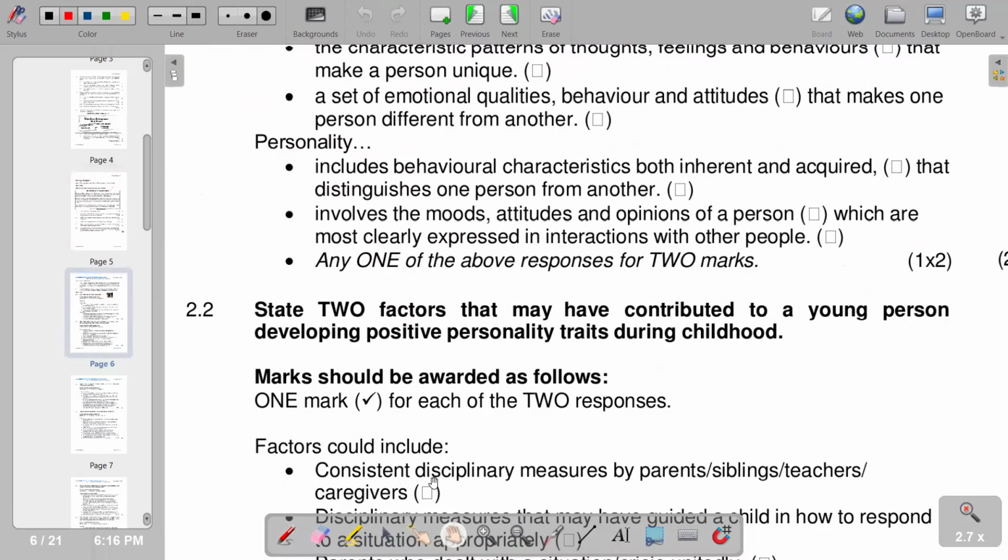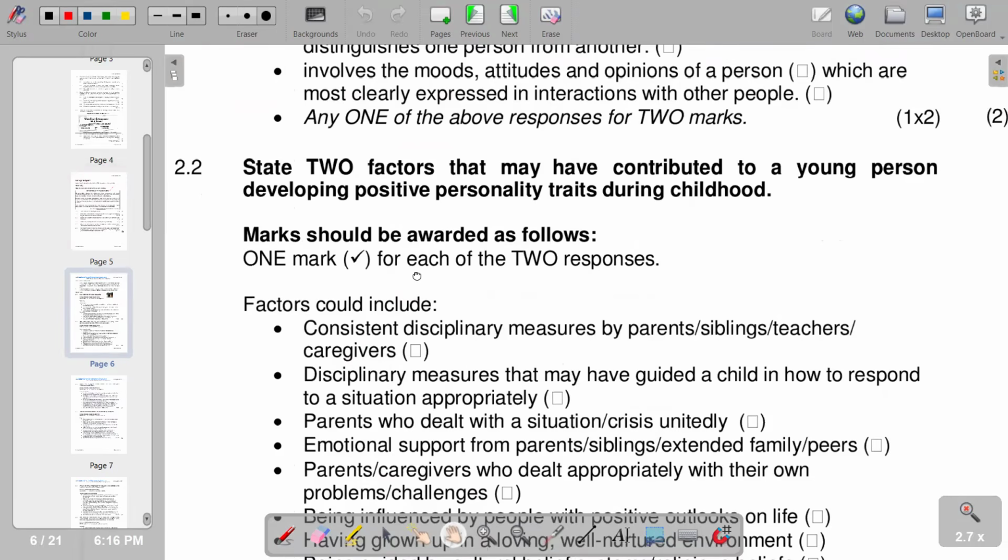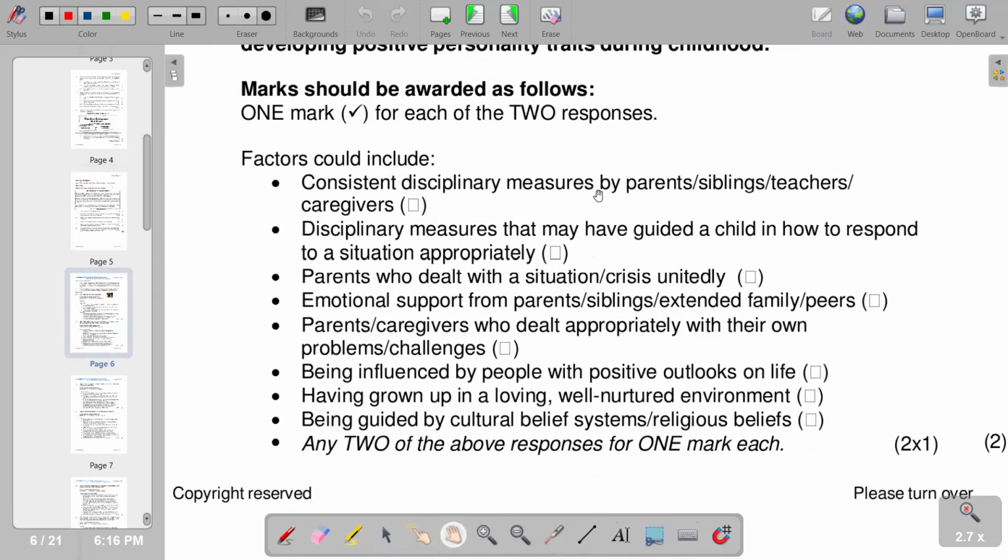So we go down and see, and these are the factors that we have. The first one is consistent disciplinary measures by parents or siblings or teachers or caregivers. And also disciplinary measures that may have guided a child in how to respond to a situation appropriately. And parents who dealt with the situation or crisis unitedly. So basically, we have other points also that are also correct in terms of that.